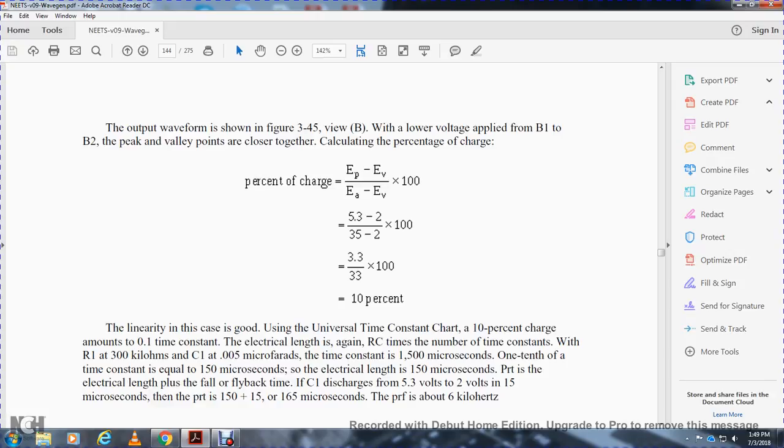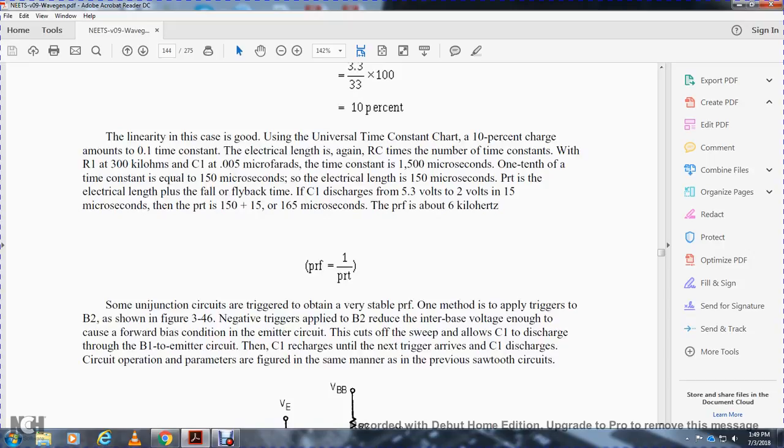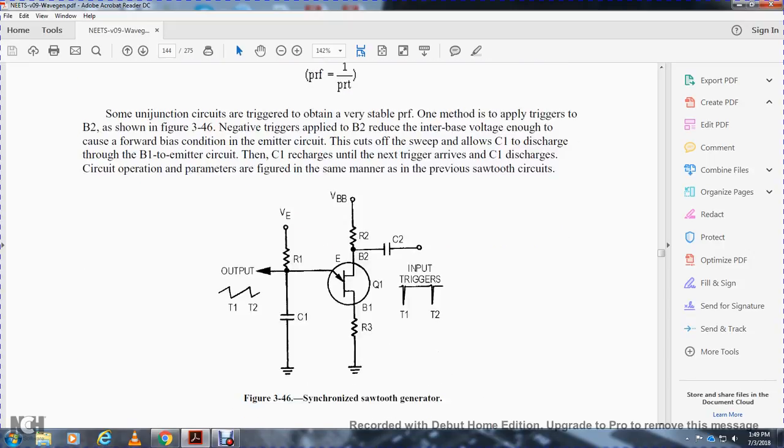Phase repetition time is 150 plus 15, or 165 microseconds. Phase repetition frequency is about 6 kilohertz. Phase repetition frequency is equal to 1 over the phase repetition time. Some of the unijunction circuits are triggered to obtain a very stable phase repetition frequency.